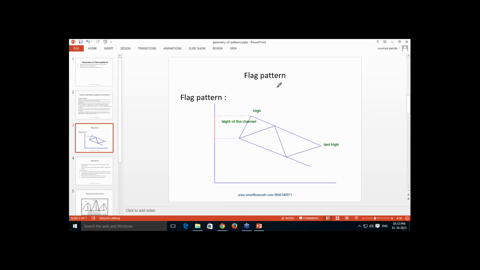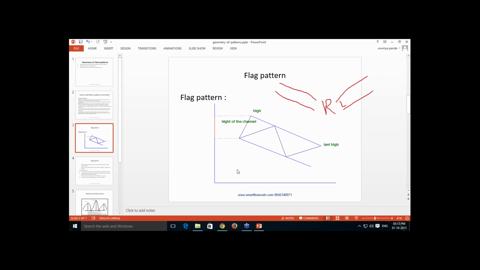So if you draw two trend lines tilting towards your right hand side, this is called your bullish flag pattern. Whenever you draw two trend lines tilting towards your left hand side, this is known as your bearish flag pattern. This pattern has a great accuracy for estimating the intraday trend.